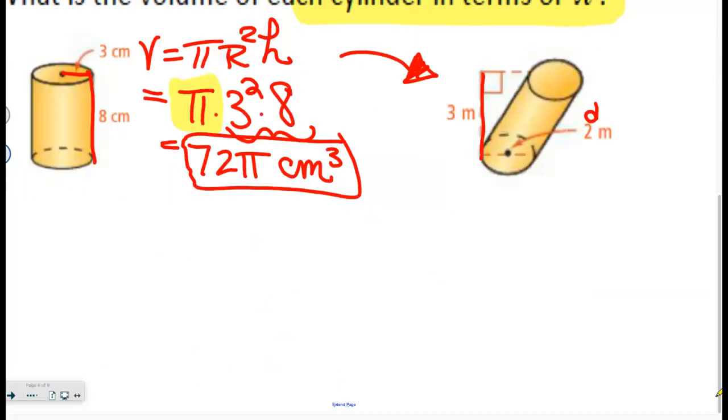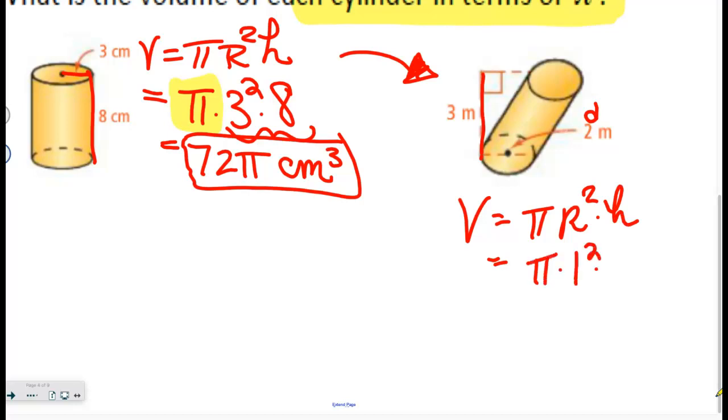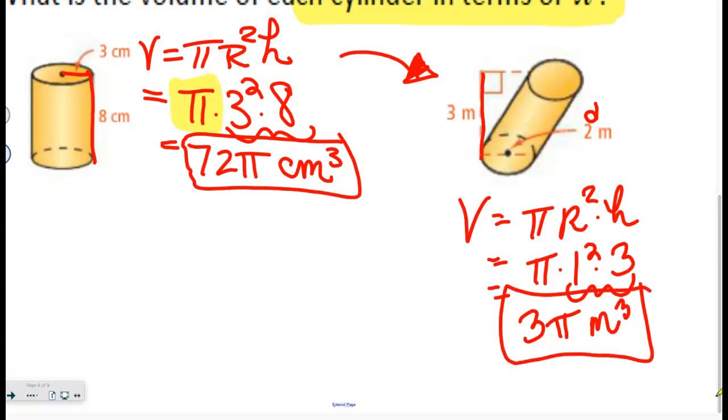Are we good? So you do volume equals pi r squared, and then fill it with the height. On this one, make sure you use r of 1 because it gave you a diameter. The 3's outside of it, who cares? In terms of pi means don't touch the pi. Don't even need a calculator on this one. Volume is labeled in cubic units. How's that? Good? All right.